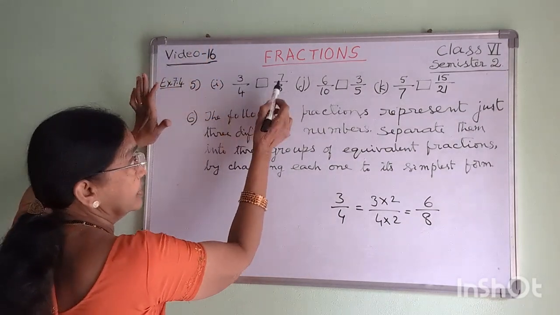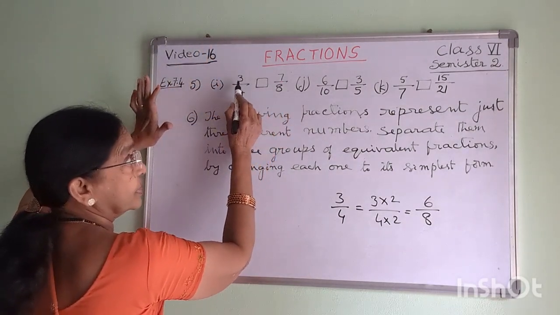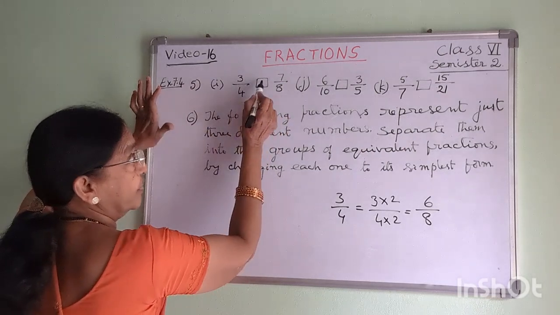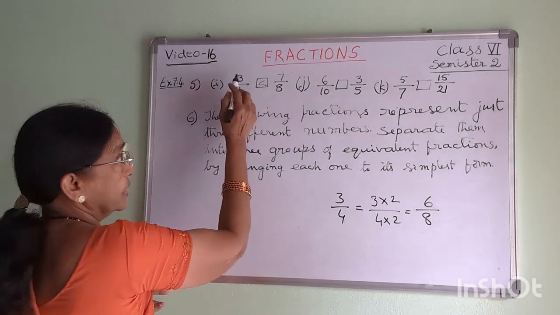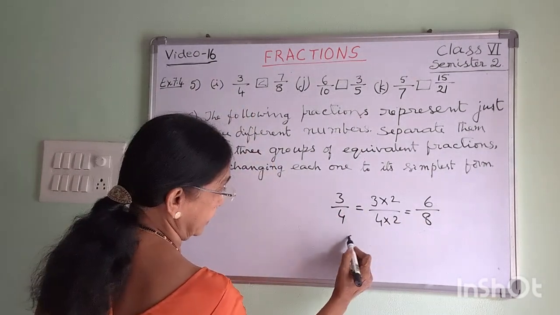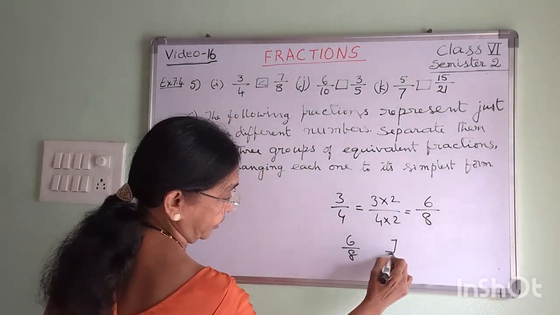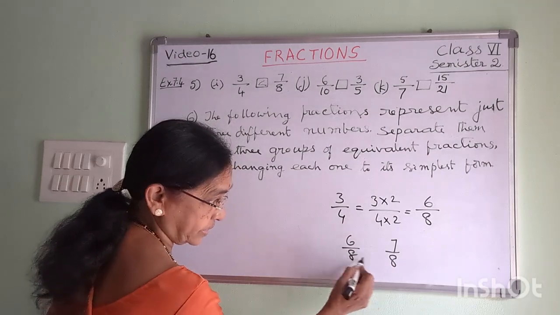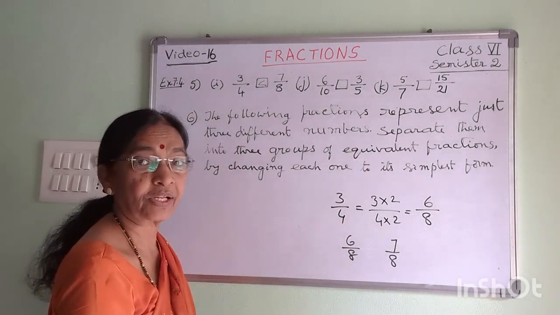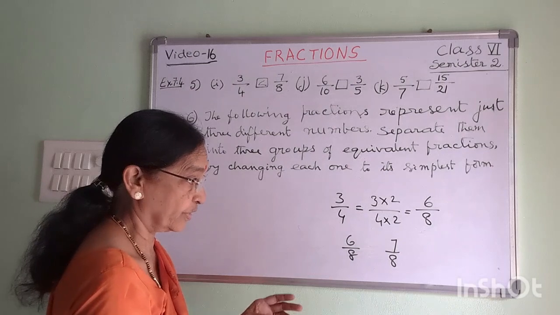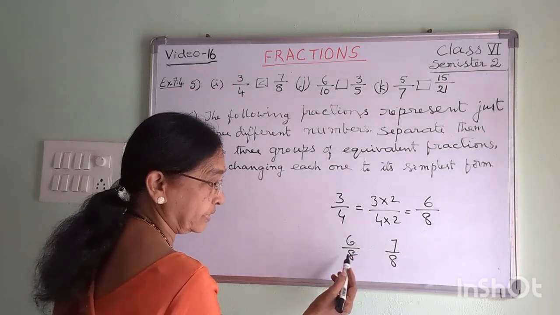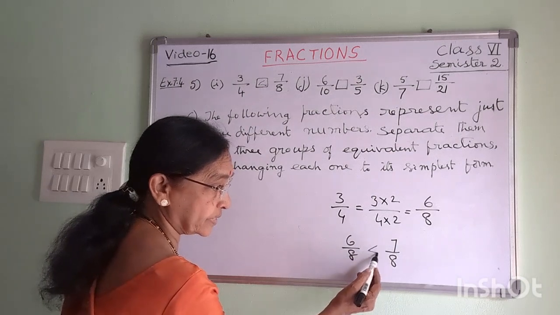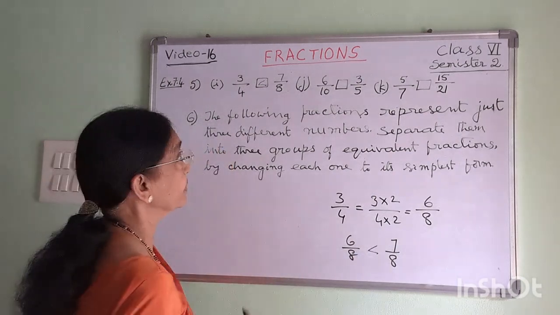6 by 8 and 7 by 8. So 6 is less than 7. Therefore 3 by 4 is less than 7 by 8, because 3 by 4 is 6 by 8. As denominators are equal, they are like fractions. Therefore, comparing the numerators, 6 is less than 7. Therefore 6 by 8 is less than 7 by 8.